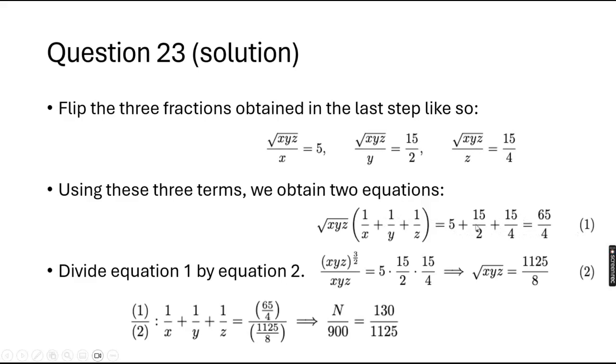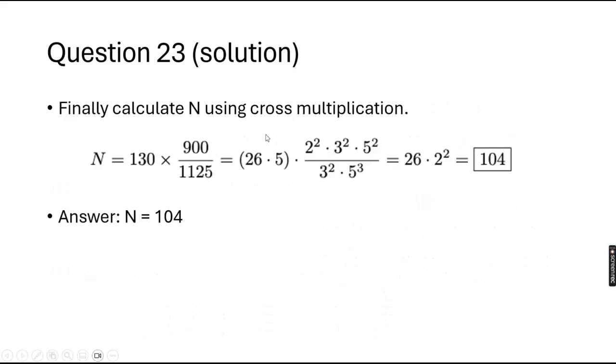That's equation 1. And also equation 2, we have xyz to the power of 3 over 2 divided by xyz, which is simply square root of xyz, which is 5 times 15 over 2 times 15 over 4, which is 1125 over 8. That's equation 2. Then we divide equation 1 by equation 2. We get 1 over x plus 1 over y plus 1 over z equals 65 over 4 divided by 1125 over 8. So we get n over 900 equals 130 over 1125. And then we find n using cross multiplication. You should get n equals 104, and therefore the answer is 104.